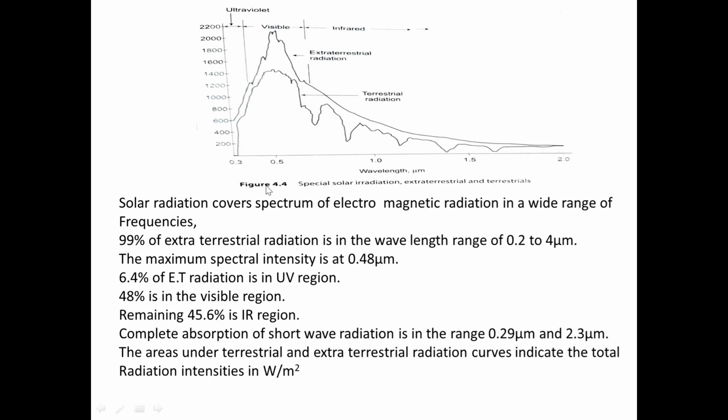If you look at these areas, this is the area occupied by the terrestrial radiation, and the area above, the complete area, is occupied by the extraterrestrial radiation. So the areas under the terrestrial and extraterrestrial radiation curves give us information about the total radiation intensity. How much radiation intensity is there will be given by the area occupied by these two curves. That is our spectral distribution of the solar radiation.